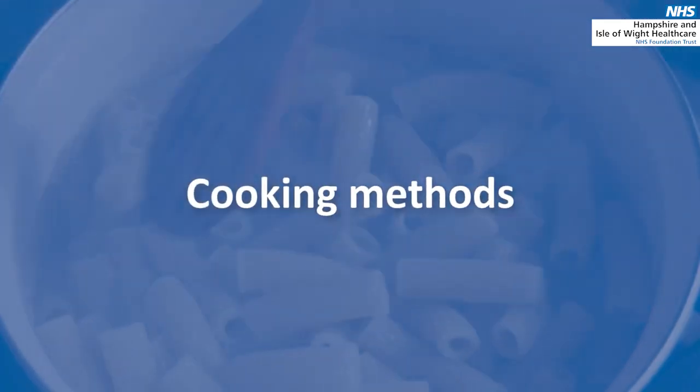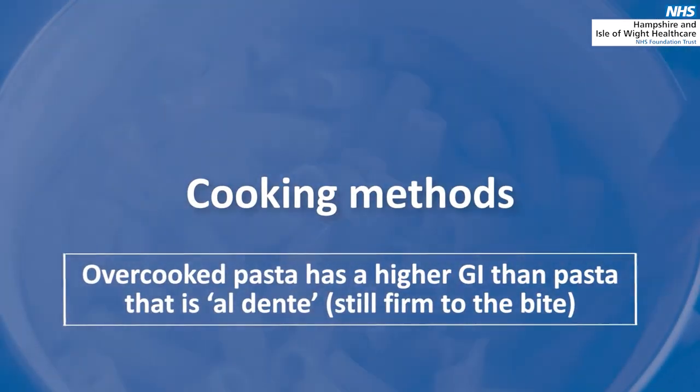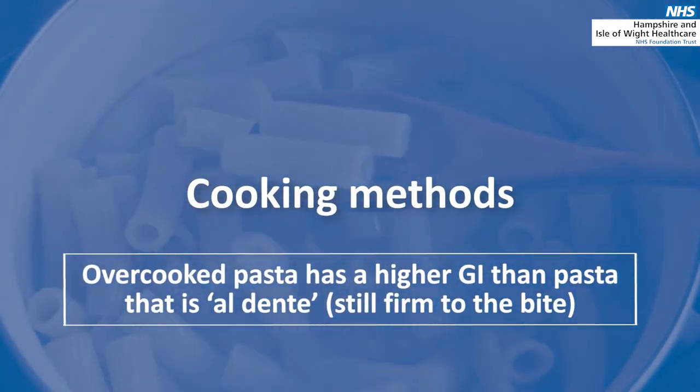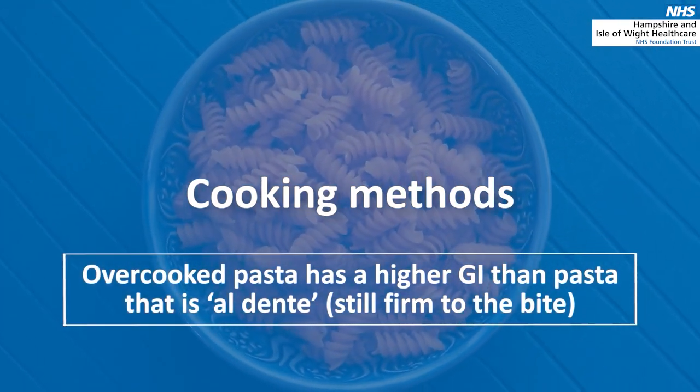Cooking methods also affect the GI. For example, pasta that is overcooked has a higher GI when eaten than when you're having something that's al dente or firm to the bite.